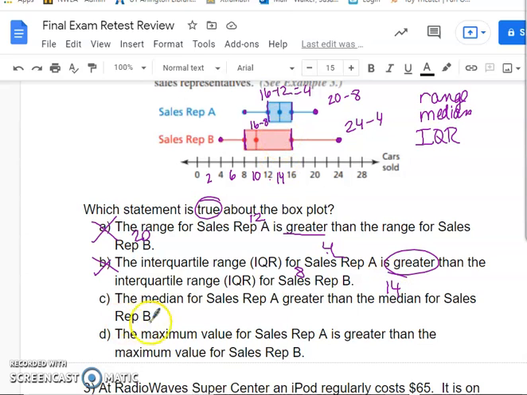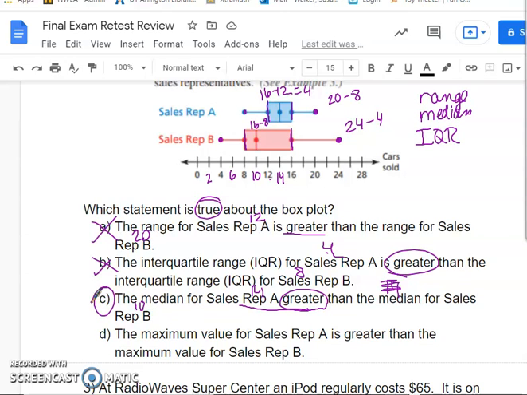And the median for B is 10. The median for sales rep A is greater than B. So I should have put that over here. The median for sales rep A, 14, is greater than B, which is 10. That one looks good. Just to double check that I have the right answer, I'm going to look at letter D.